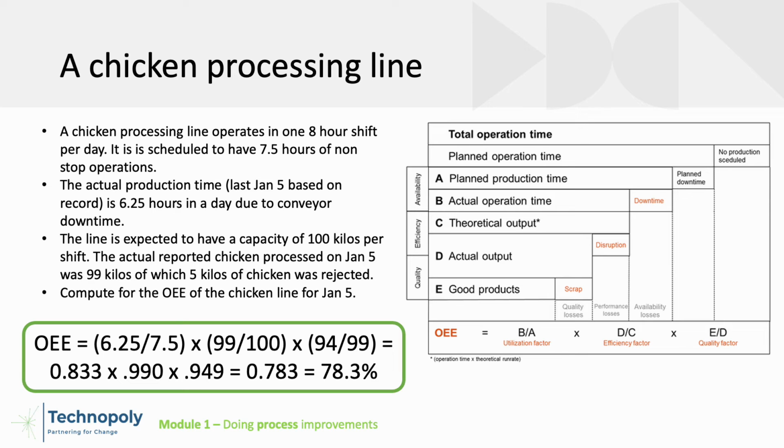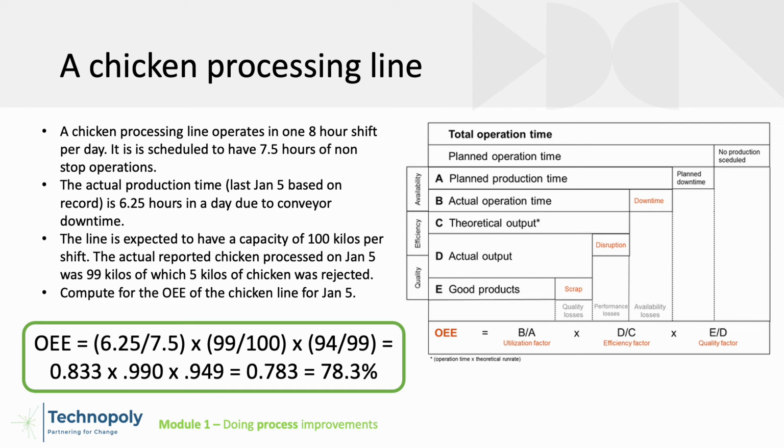The second component of your OEE is what we call performance or efficiency. This refers to the output that happened during that period. If the line is able to produce 100 kilos per shift and we were only able to process 99, then the efficiency is 99 over 100, meaning only 99 kilos was produced of the 100 that we could have done. And finally, for quality, we now measure how many good items were produced out of the 99.